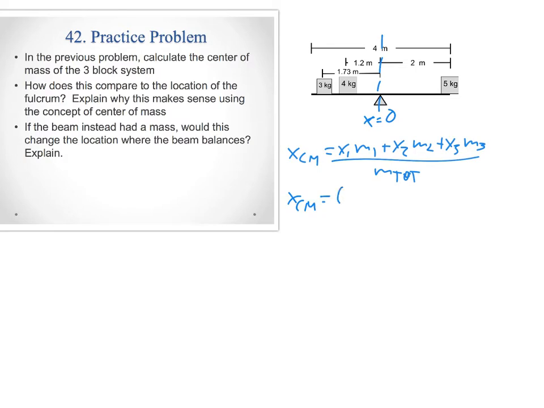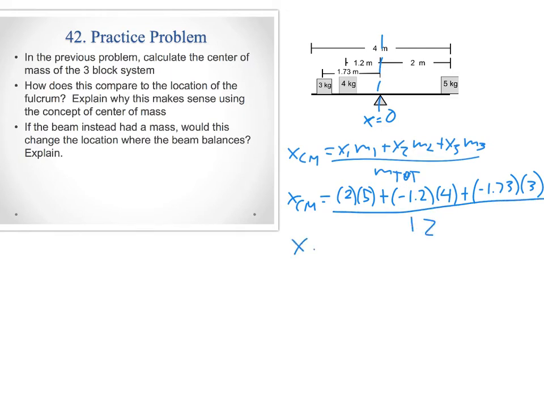So object 1 I'll say is the 5 kilograms, so it has a position of 2 and a mass of 5. Object 2 is the 4 kilogram. Its position is negative 1.2, and the reason for that is it's left of my pivot, or of my 0 point. And then we have our 3 kilogram object, which has a position of negative 1.73 repeating. We're going to divide all that by our total mass here, which is 12. And we find, if we didn't round at all, that our x center of mass is going to be 0 meters. Which means that the x center of mass is right here on top of our fulcrum.